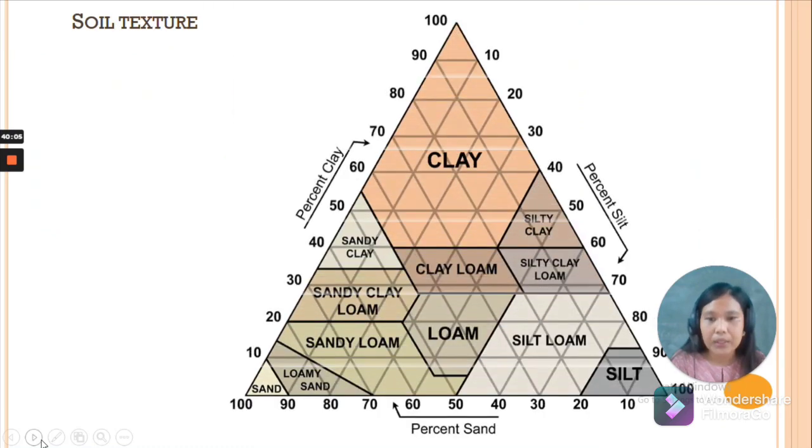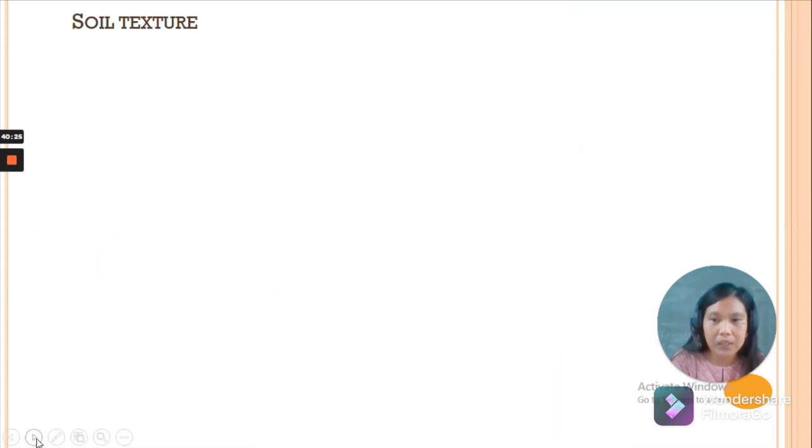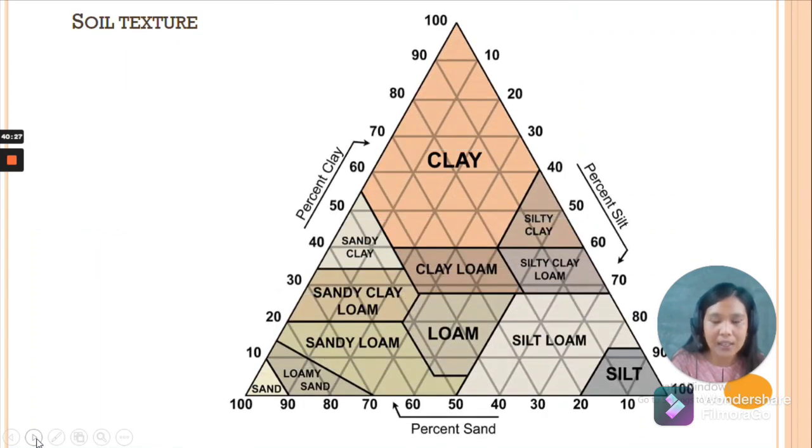Then, if you happen to take the board exam, there is the soil triangle, so that you will know the amount and what the soil texture is by this triangle. You can see the reading here for sand, silt, and clay.